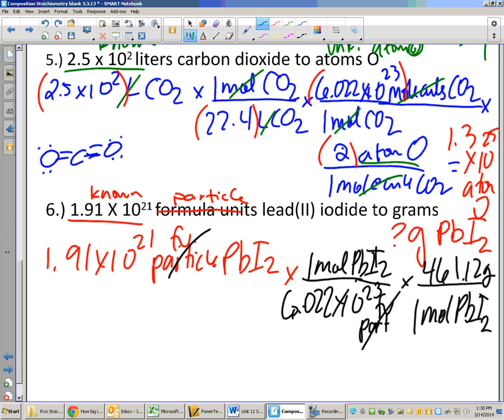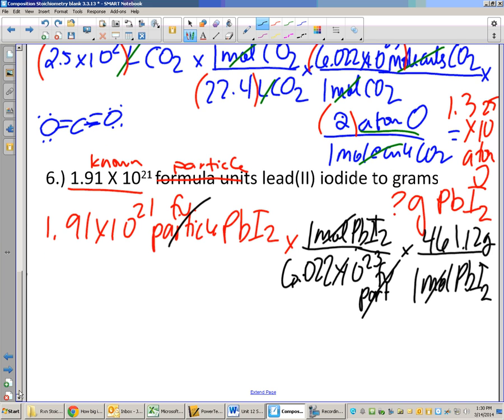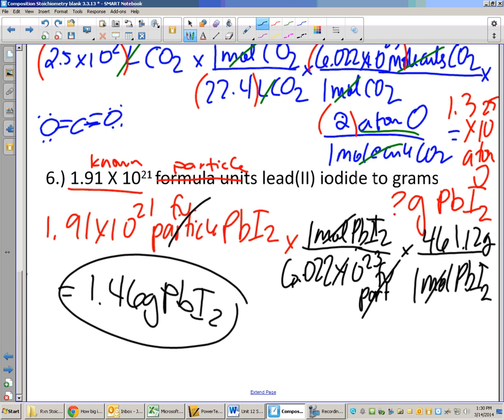So if I calculate this for you, this makes life better. So particles cancel, moles cancel. You're stuck with grams. Yay. Let's go. We get an answer of 1.46 grams of lead II iodide. You okay with putting all this in your calculator? I trust that you guys can do this. If not, you just have to practice some more.